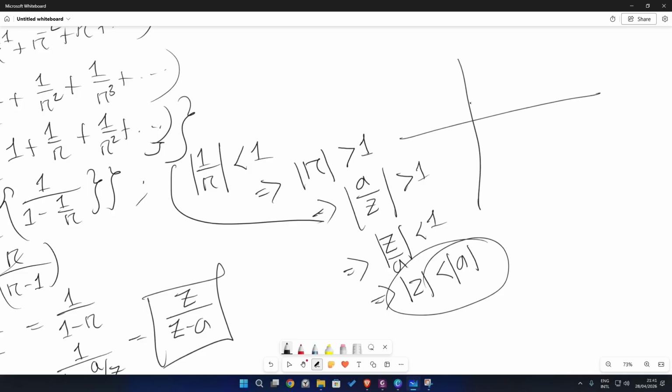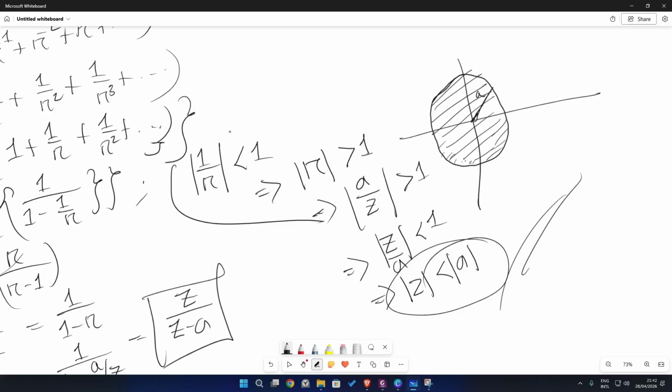So the graphical representation of the ROC will be, we are taking a circle of radius a. So it is inside the circle. So the radius will be this. So this is the answer: modulus of z is less than modulus of a. The graphical representation is inside the circle of radius a. So this is the ROC, and here we can see the answer, the Z transform.